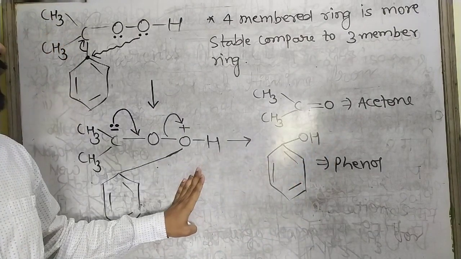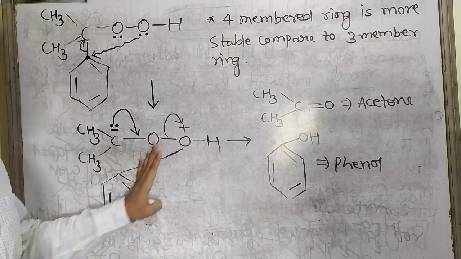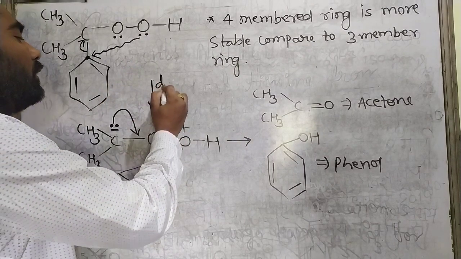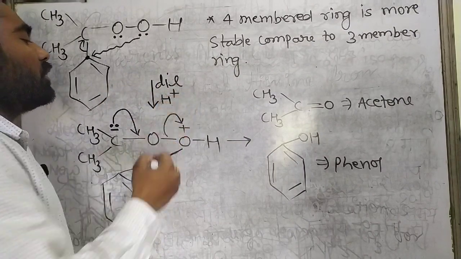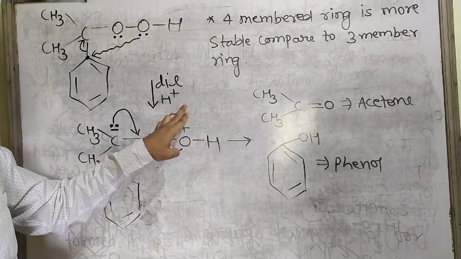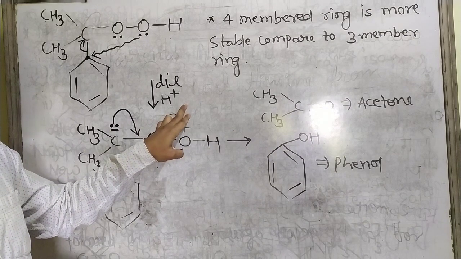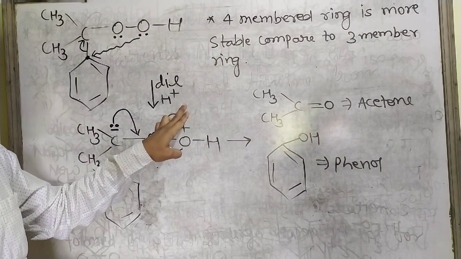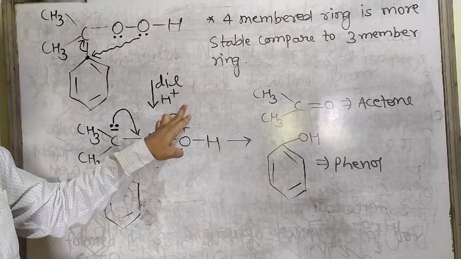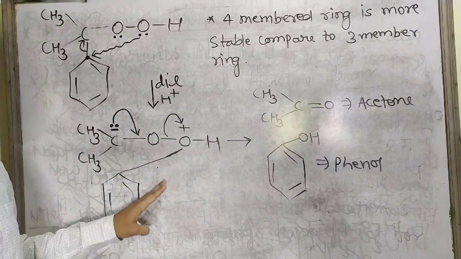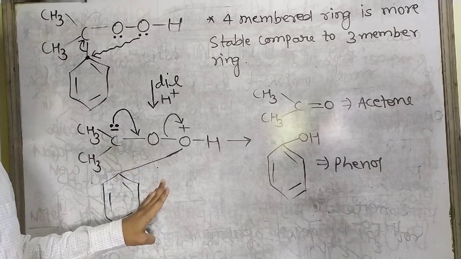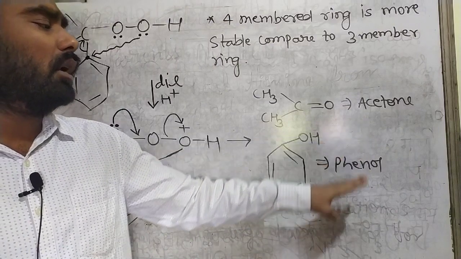Now for phenol and acetone, you can skip these intermediary processes. You can directly note it down by dilute H plus, which is the hydrolysis process. Hydrolysis is a basic process which gets generated due to polarity difference. There is a polarity difference between the carbon and oxygen atoms. Due to this polarity difference, the bonds are rearranged, and by rearrangement phenol and acetone are formed.